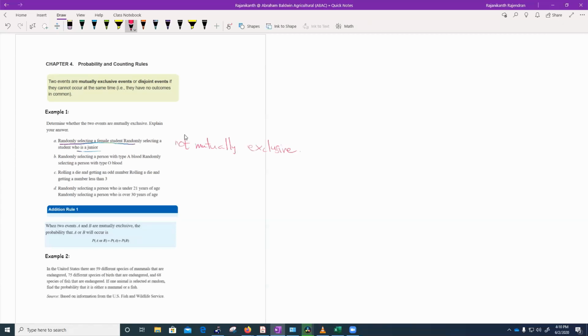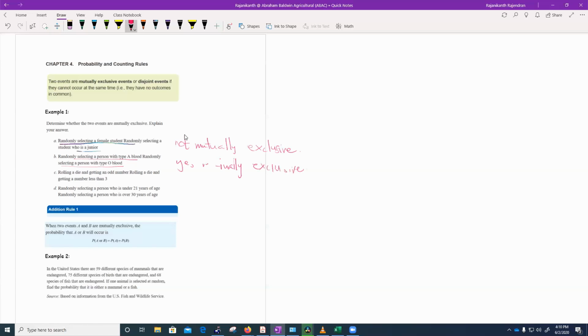Look at the second one. We are selecting a person with type A blood and selecting a person with type O blood. So remember, you are selecting only one person. Is it possible for these two to happen at the same time for each person? So it's not possible, right? Because you are selecting a person, it should be either one type, not both. Therefore, this cannot happen. So yes, this is mutually exclusive. Okay.